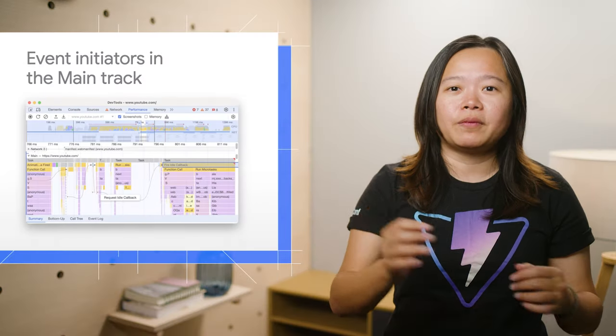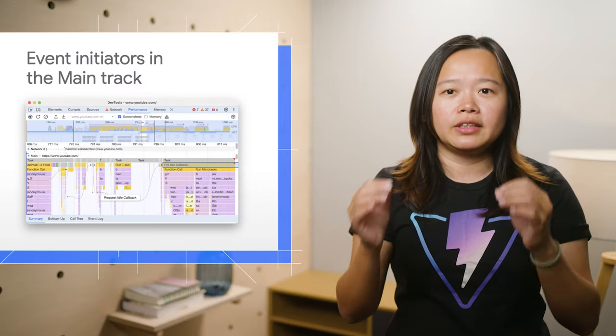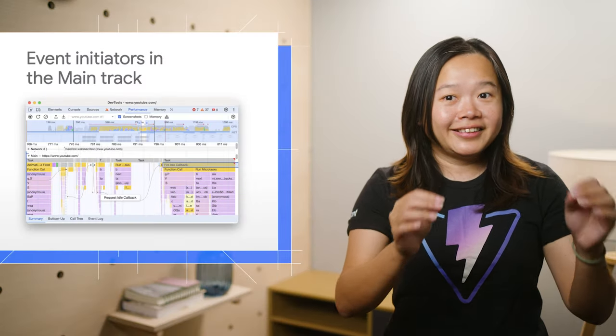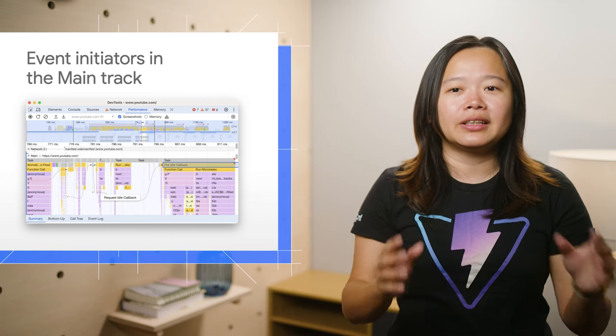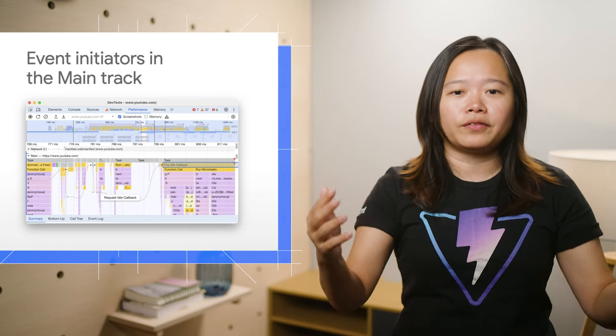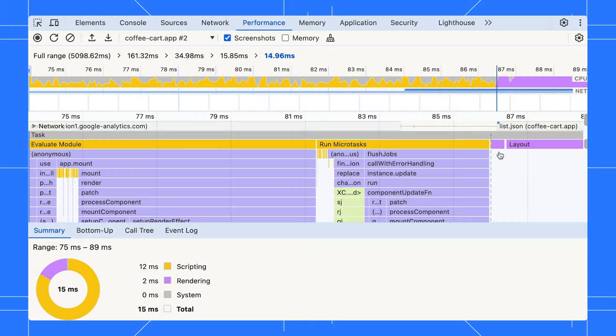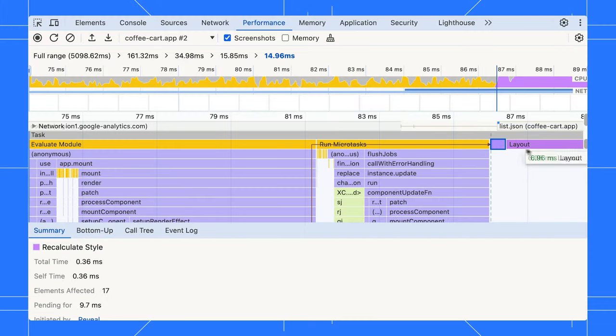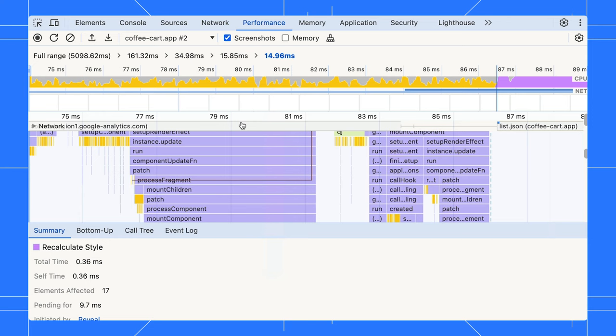The Main track in the Performance panel now comes with new connecting arrows. These arrows clearly show how events lead to one another, making it easier to understand the flow of your performance timeline. For example, this Recalculate Style event is initiated by Schedule Style Recalculation.